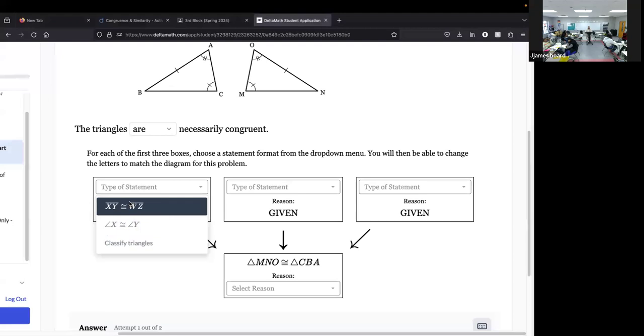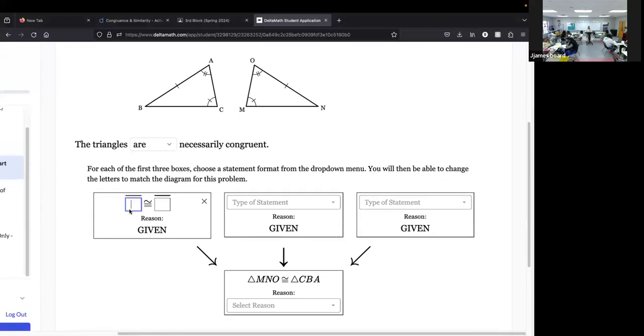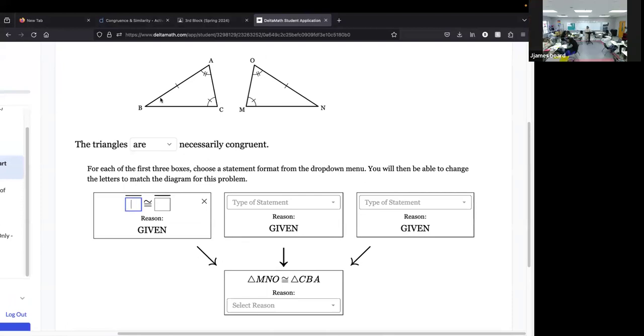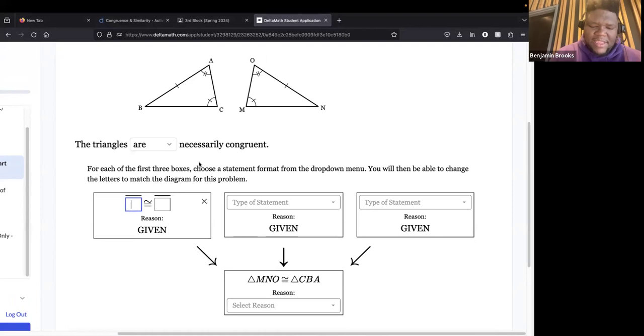I'm going to click on this. It's my statement: sides are congruent. I know that AB is congruent to ON, so I'm going to write that in. AB is congruent to ON. I'm going to do the same thing on the next one.